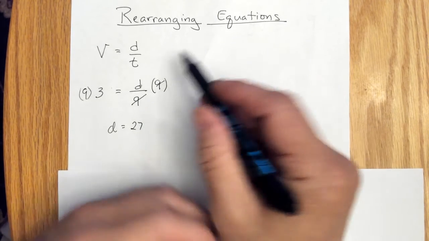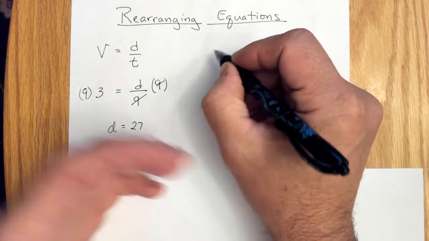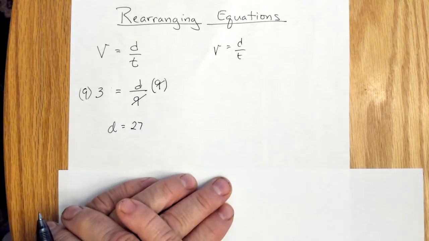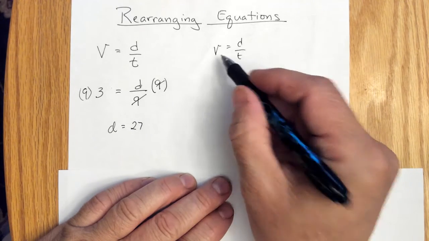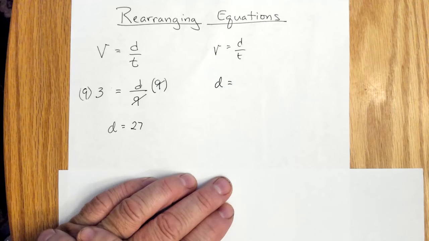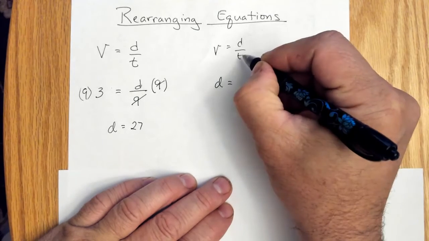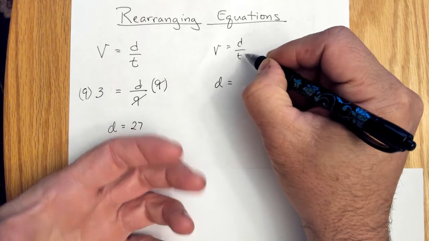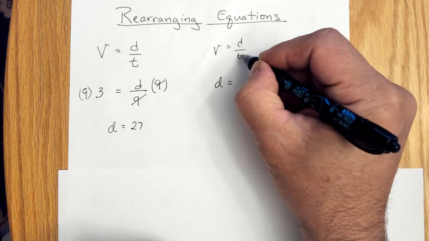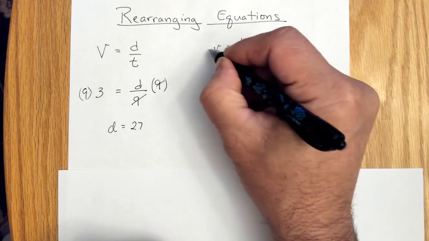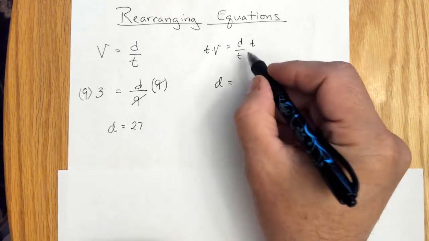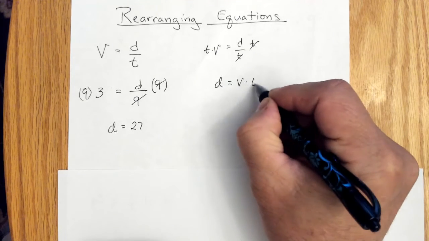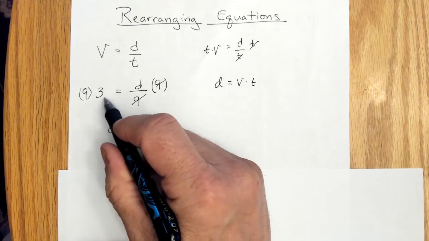But let's say I asked you to do the same thing, but without numbers. So you have v equals d over t, and you say, well, I got to get the t over here, so I have an equation that has just d by itself. Well, it's real simple. What is t doing right now? It's doing the division. So what's the opposite of division? Multiplication. So to get it out of the way, we just need to multiply with it. So d is v times t, which we did here, v times t.